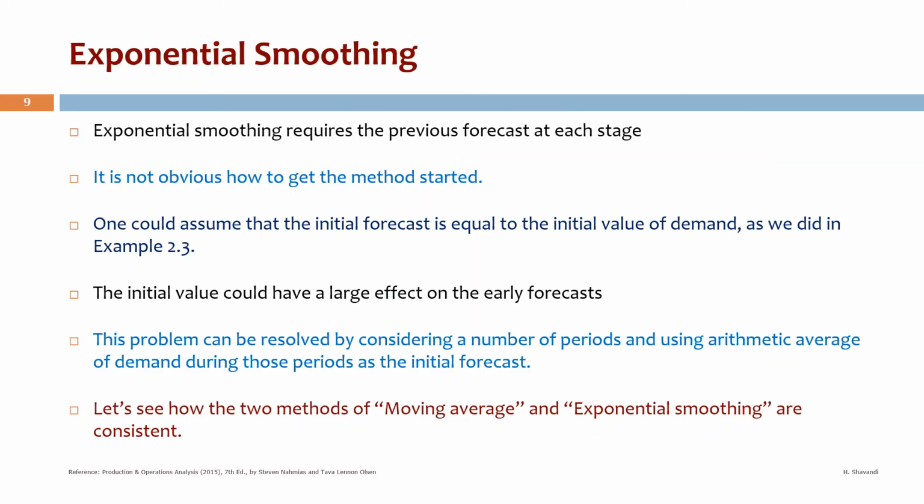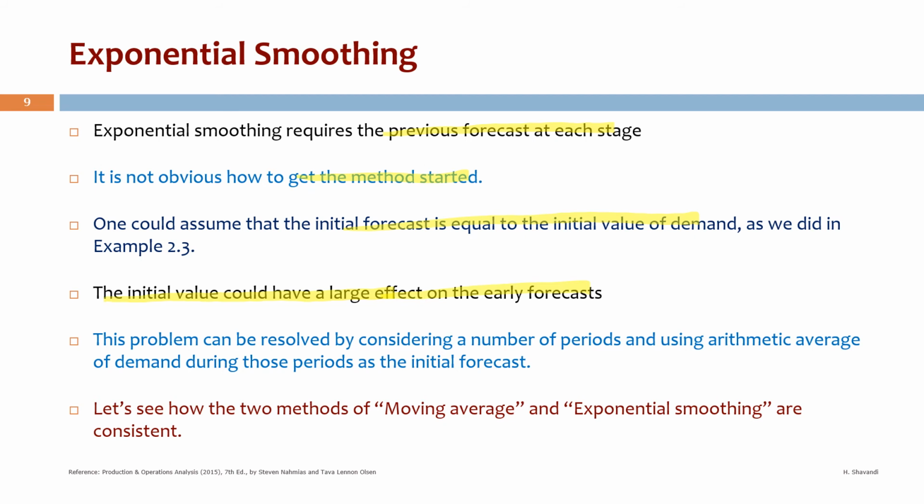So as you saw in our example, in exponential smoothing we require the previous forecast at each stage. So how can we start this method from the early stages? As you saw in our example, we can assume that the forecast value of the first period is the same as the initial demand, I mean that initial period's demand. And this assumption will have a large effect on the early forecast.